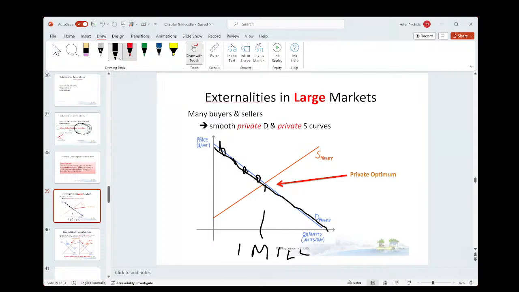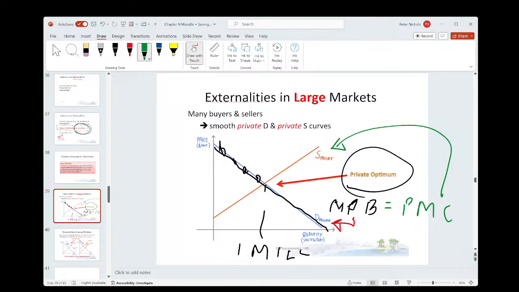And we see that the private optimum, where is the private optimum? The private optimum is going to be where the marginal private benefit, that is to say, the demand curve, right? The private marginal benefit is shown by the demand curve, and it equals the private marginal cost, and that's shown by the supply curve, and that's why the equilibrium is where it is. So that's what happens in a large market. And so far we haven't had any introduction of any positive or negative externalities.